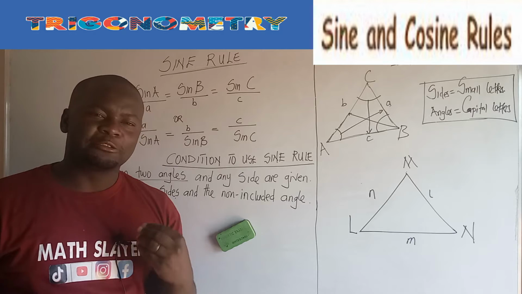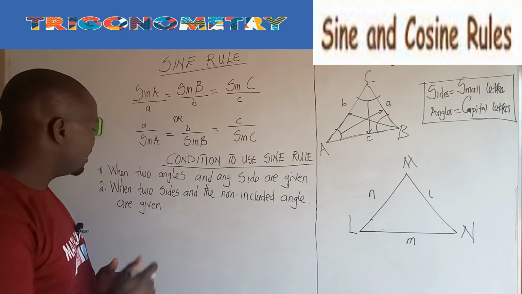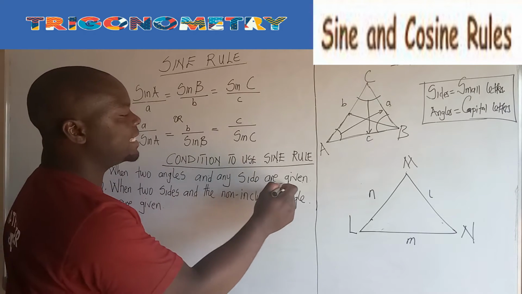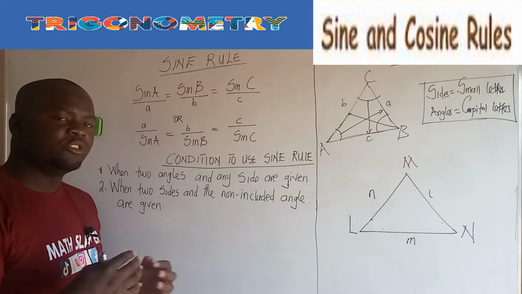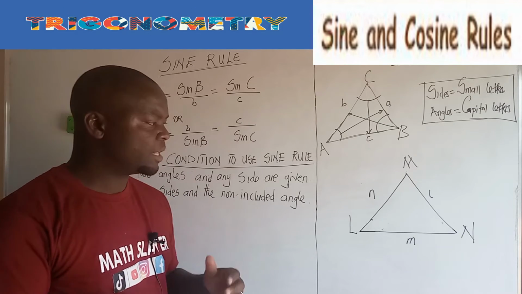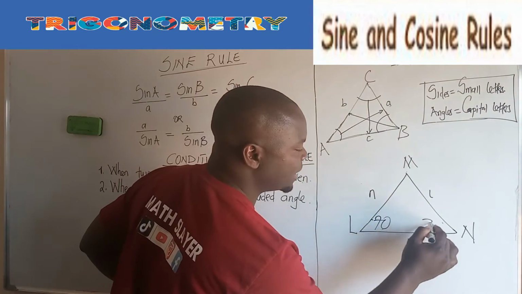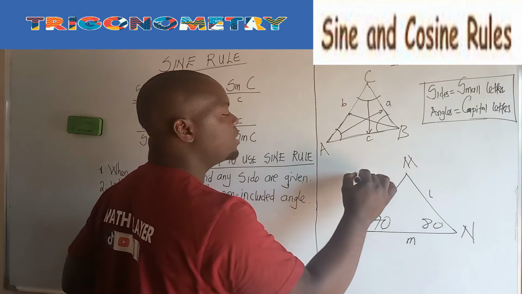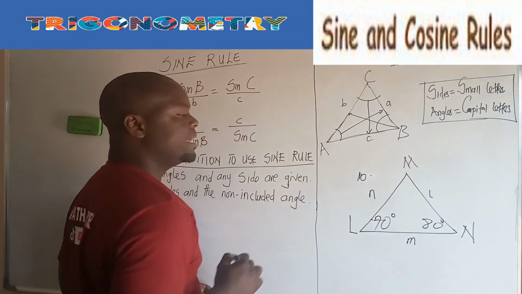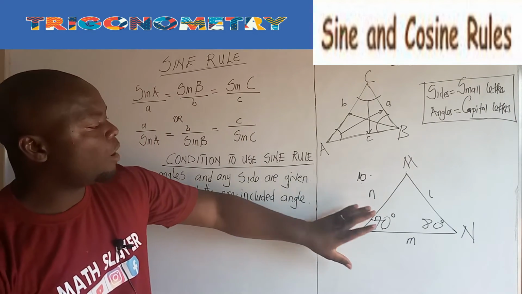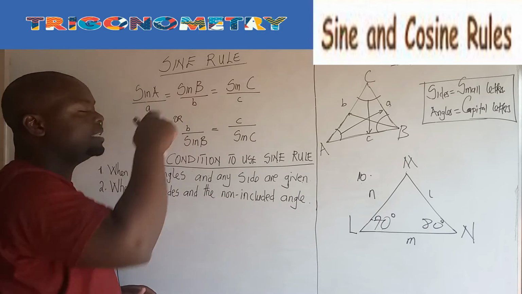that you're going to know to say this is sine rule, not cosine rule. So the first condition is when two angles and one side are given. Then you need to know that this is a sine rule. For example, we have triangle LNM, and then let me put in two angles inside there, okay? And then I'll put this side to be 10. So we have 70 degrees, 80, and the side is 10. So if you have any two angles and a side, then just know that this is a sine rule.